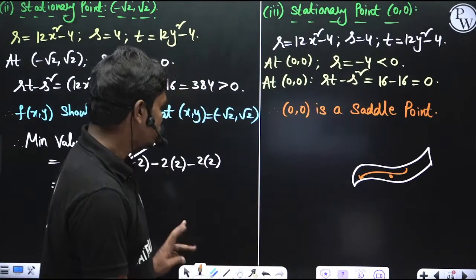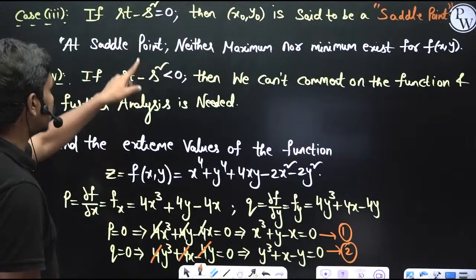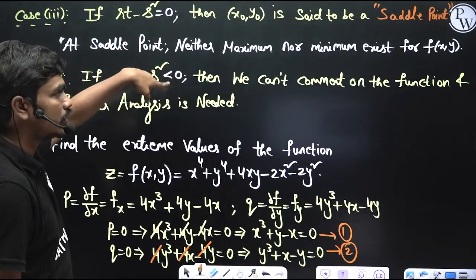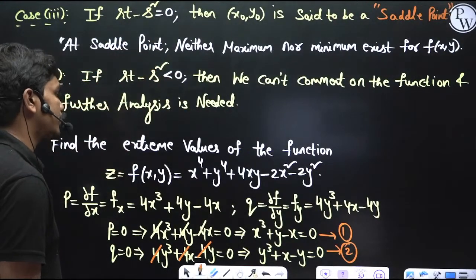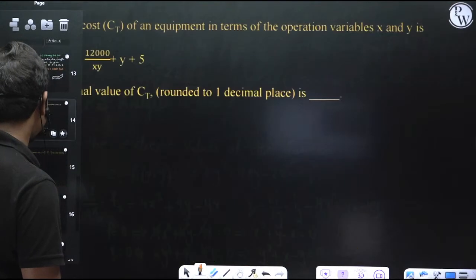Please change these two points. I think I have misplaced the equal to sign and the less than sign. So this is equal to 0 and this is less than 0. If it's less than, then you cannot comment. Of course, let's work out one example so that you can have some idea.